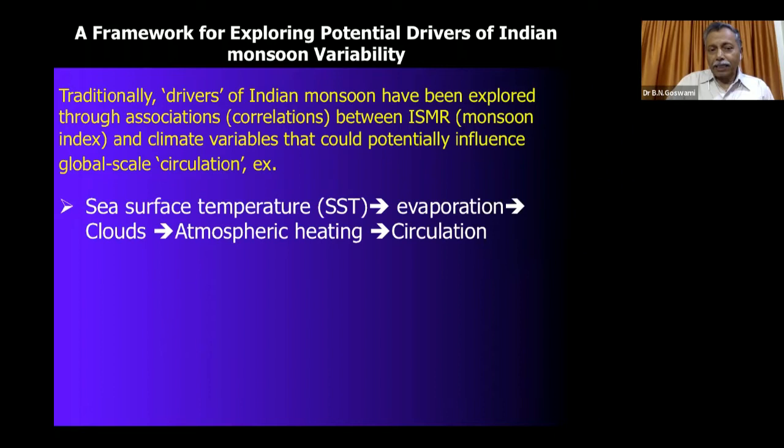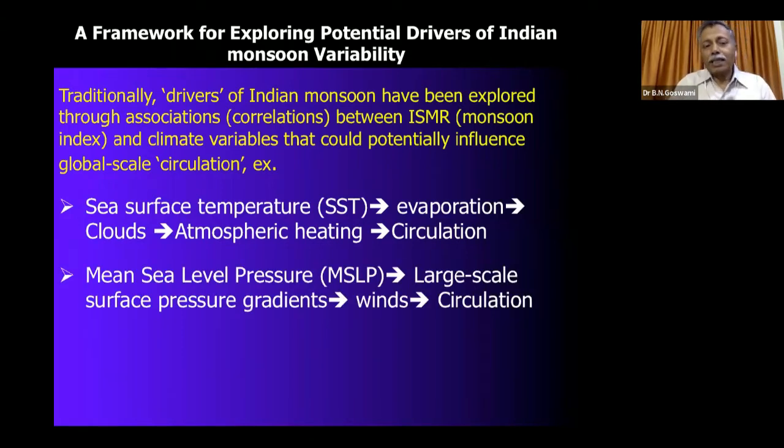For that matter, there are a few potential possibilities, and that is what people have looked at. For example, sea surface temperature is one possibility, because sea surface temperature can produce evaporation. Evaporation can give rise to clouds. Clouds can then produce atmospheric heating. Atmospheric heating can produce circulation changes, and these circulation changes can then teleconnect from some other place to monsoon. So people have explored correlation between sea surface temperature and monsoon, to find out from different places where sea surface temperature could possibly influence monsoon. And then we have some of the connections, like El Nino itself is one of those that we could identify through such correlations.